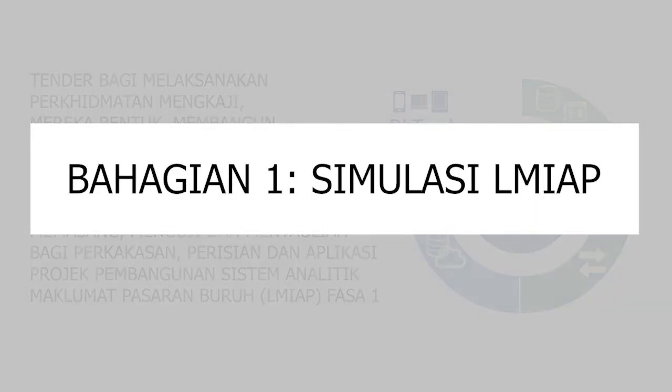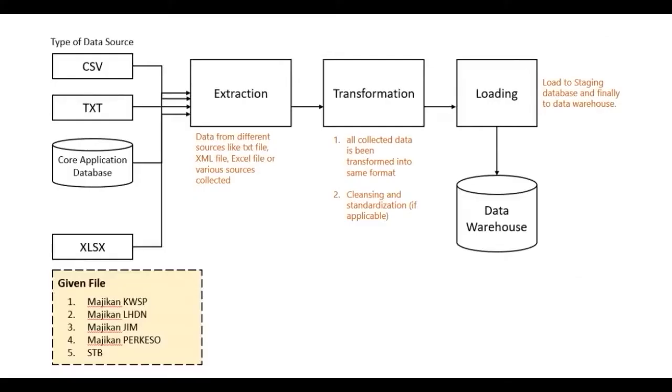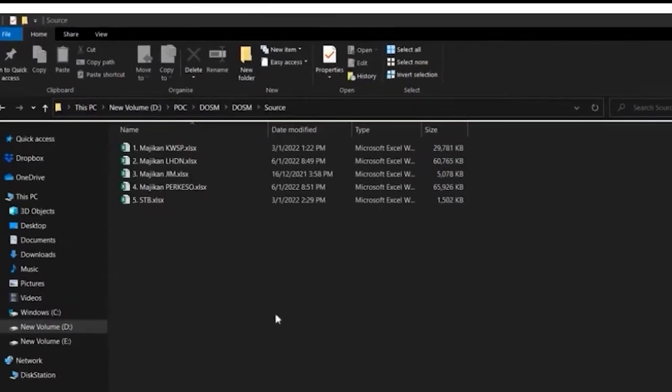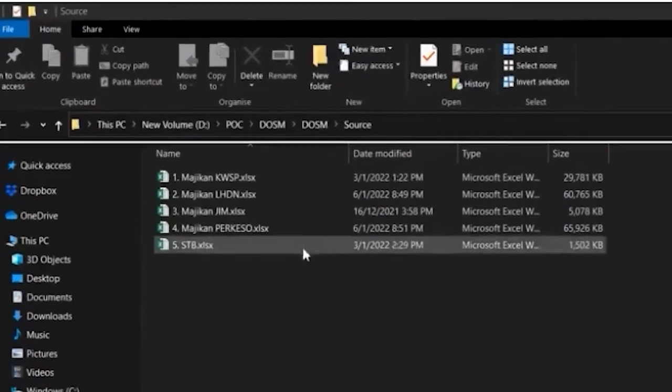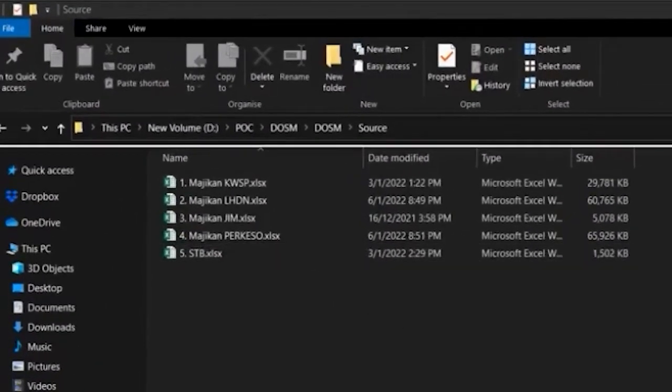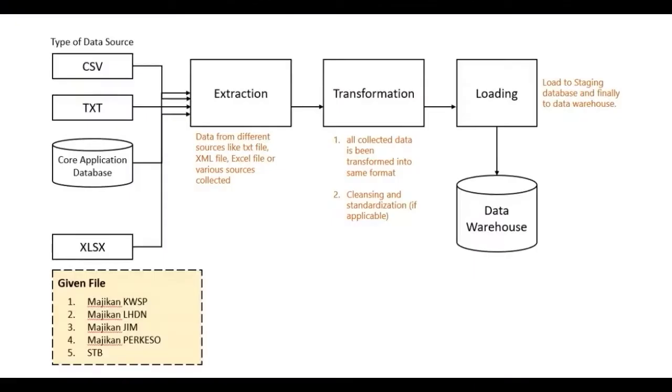Bahagian 1. Simulasi LMIAP. For this project, we are given 5 simple files, which are majikan KWSP, majikan LHDN, majikan GIM, majikan Perkeso, and STB, for us to load into the database. Then, we will do data extraction, followed by transformation, data quality, data standardization, and data harmonization. Next, we load the data into the data warehouse.